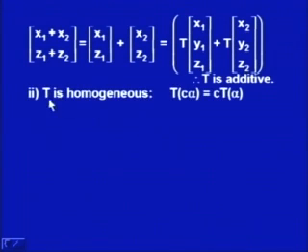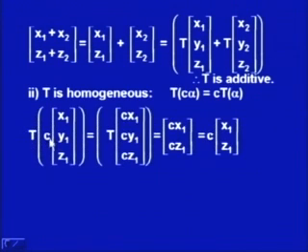Now, we prove that T is homogeneous. For this purpose, we have to show that T of C alpha is equal to C times T alpha, C being a scalar. Now, to prove this, let us consider alpha as (x1, y1, z1) and the scalar C, then T of C times (x1, y1, z1) is equal to T of (Cx1, Cy1, Cz1). What I have done is I have taken the scalar C inside this. So, this is equal to (Cx1, Cz1).